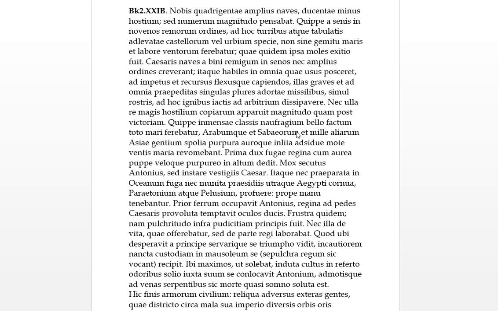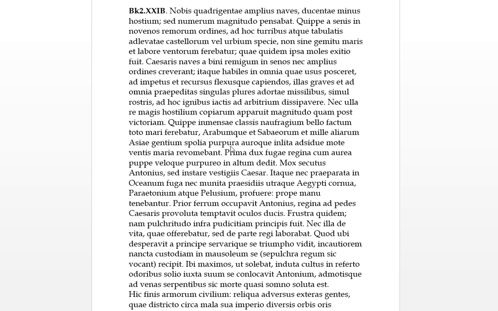Arabum quinsabiorum et mille aliarum Asia gentium. So there was of Arabs and Sabaeans. Who are these people? Sabaeans, and a thousand other races of Asia. So these are describing a people. There were spoils of these, and aliarum Asia is another double genitive.